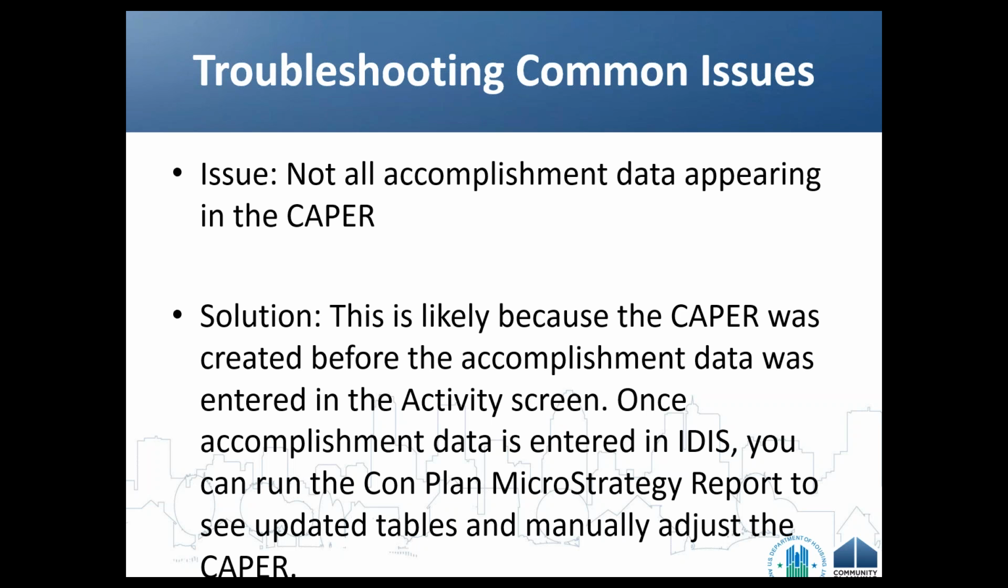If you're seeing some variations, you can run the Plan Goals and Accomplishments report, and that report will stay current with what is being entered as accomplishments for your activities. So if you created your CAPER last month, and accomplishment data was entered after that, you can run the Plan Goals and Accomplishments report and see that updated information. Bill, anything you would like to add?